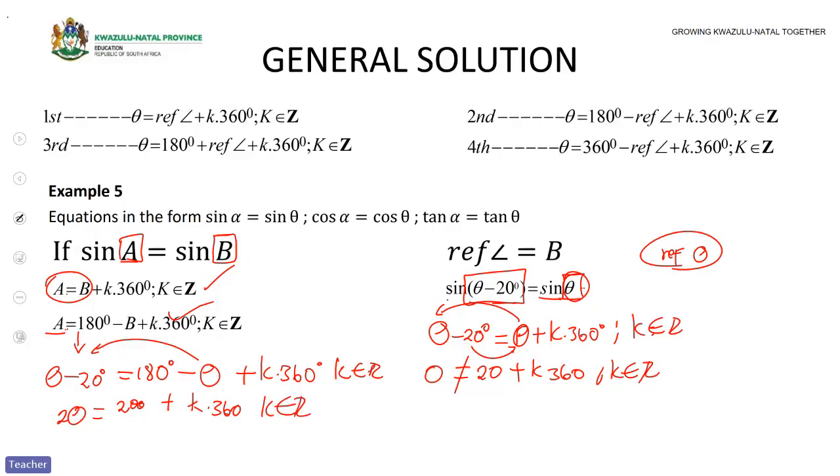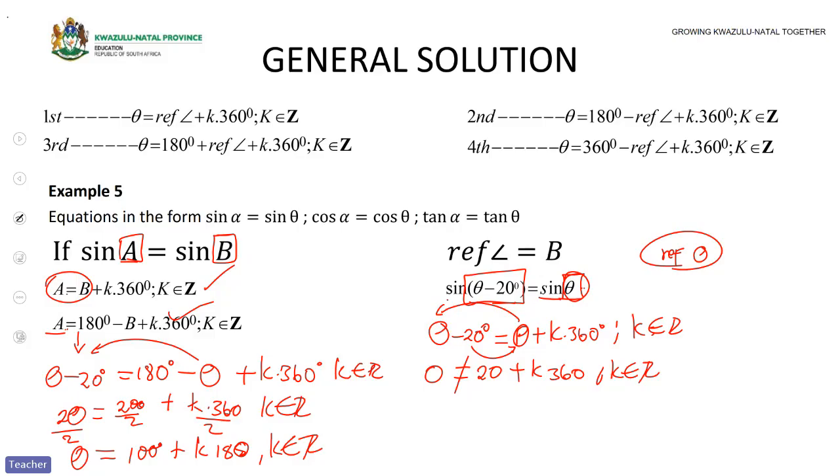And then you are going to divide by 2 because we need theta to be alone here to be the subject. Then when you divide by 2, you'll be left with theta equals 100 degrees plus K times 180 because we have divided everything by 2, where K is an element of all integers. So that's how you would go about solving this type of equation. I hope it does make sense.